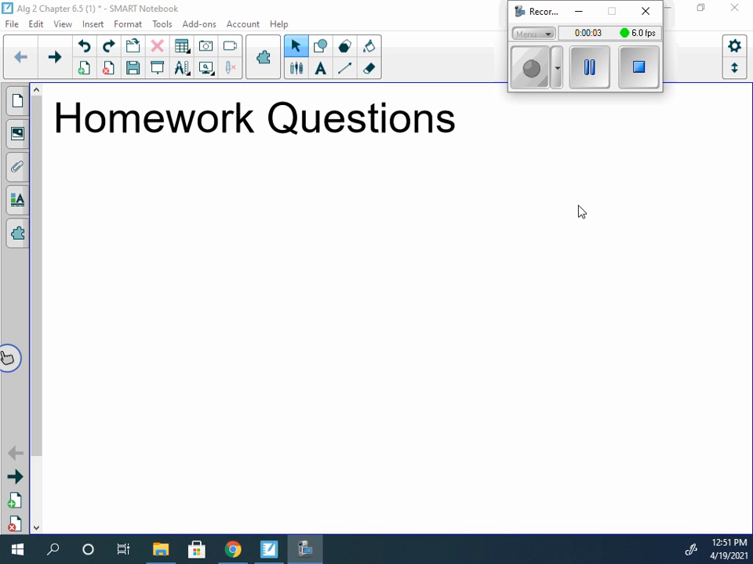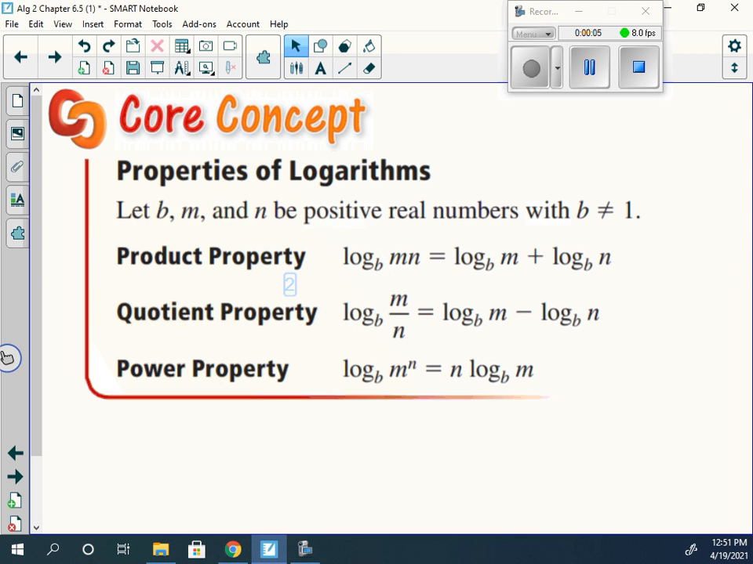So what we're looking at today is properties of logarithmic functions. Now there's three main properties that we have here. The first one is our product property, the second one is our quotient property, and the third one is our power property. The product property states that if we have two things multiplied together inside a logarithm, then it is the same as those two being added together.